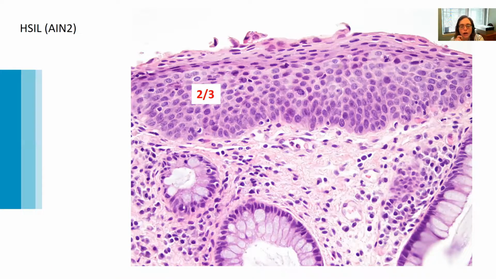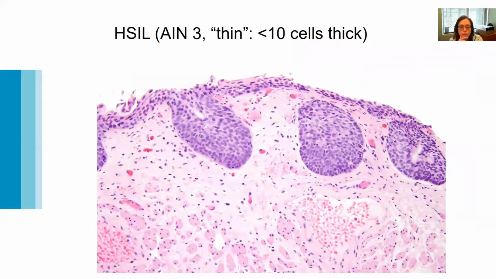Now, high-grade lesions are characterized by the presence of immature cells occupying at least the two inferior thirds of the squamous epithelium. Lesions such as this one with immature cells limited to the lower two-thirds of the epithelium are designated as HSIL, and previously as AIN2 with the older terminology. Now, lesions with immature cells occupying the entire thickness of the epithelium are classified as HSIL as well, and AIN3 in the old terminology. And some lesions can be less than 10 cells thick, and some people refer to this as thin HSIL.